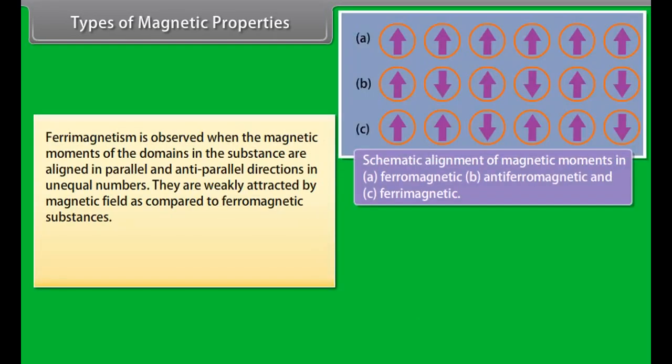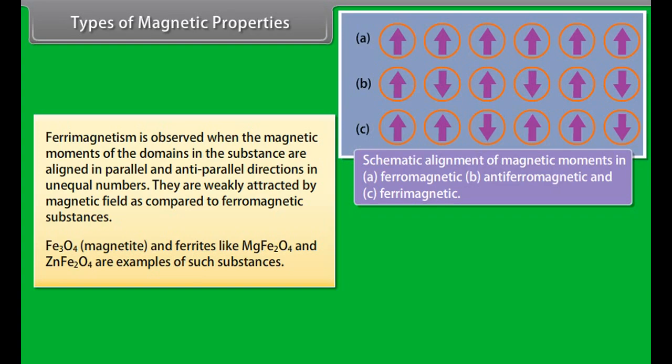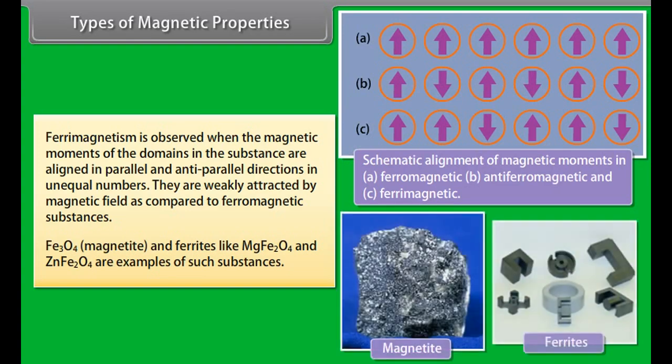Ferrimagnetism. Ferrimagnetism is observed when the magnetic moments of the domains in the substance are aligned in parallel and anti-parallel directions in unequal numbers. They are weakly attracted by a magnetic field as compared to ferromagnetic substances. Fe3O4 (magnetite) and ferrites like MgFe2O4 and ZnFe2O4 are examples of such substances.